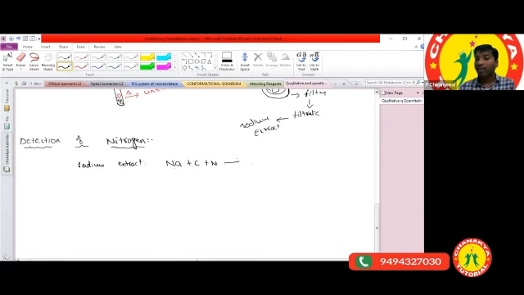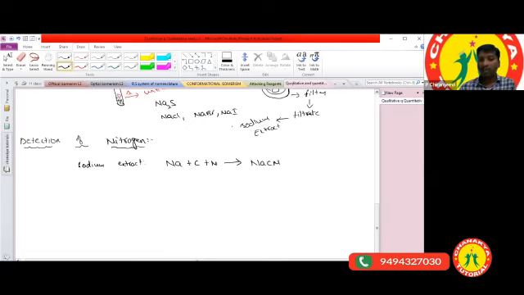So it is present in the form of sodium cyanide. In the Lassaigne extract, nitrogen is present in the form of sodium cyanide, and sulfur is present in the form of sodium sulfide. Halogens are present in the form of sodium chloride, sodium bromide, or sodium iodide. But nitrogen is present in the form of sodium cyanide.